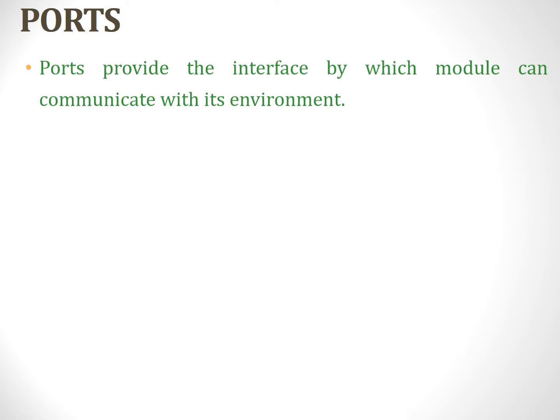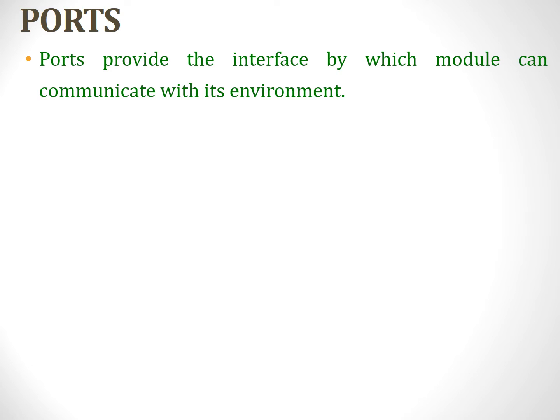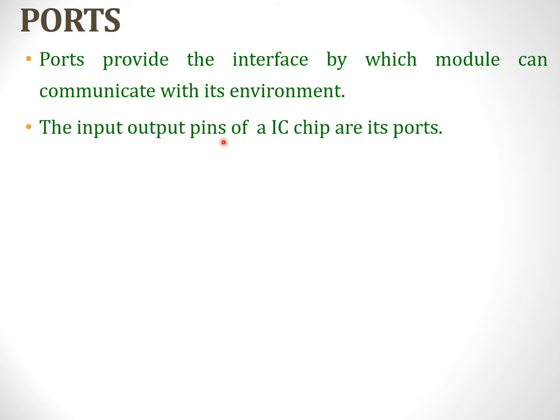Ports basically provide an interface by which a module can communicate with its external environment. That is, ports provide connections through which a module can interface with the external environment. For example, the input and output pins of an IC chip are the ports. They are the input and output ports because it is through these pins that the IC interacts or communicates with the external environment. So the input output pins of an IC are its ports.